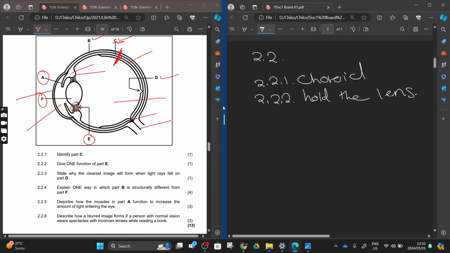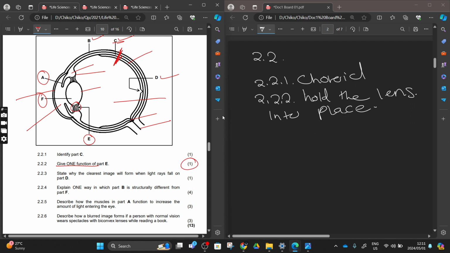Give one function of E, our suspensory ligament. What is the function of the suspensory ligament? It is to hold our lens in place, or to regulate the shape, or to function in our accommodation, to stretch the lens. Whatever function you can come up with here, it is only 1 mark.